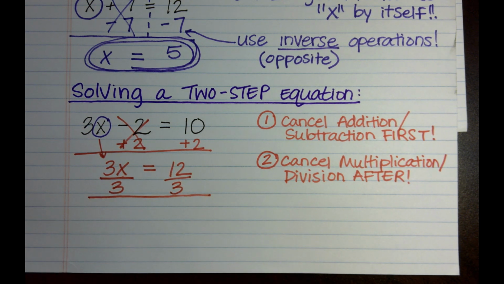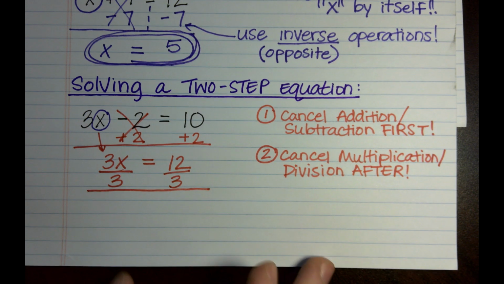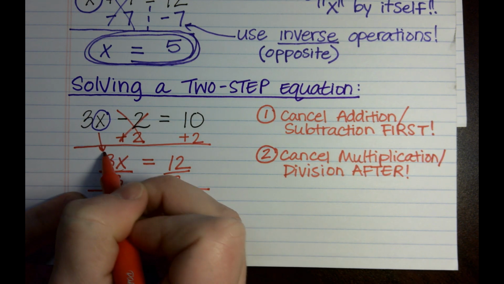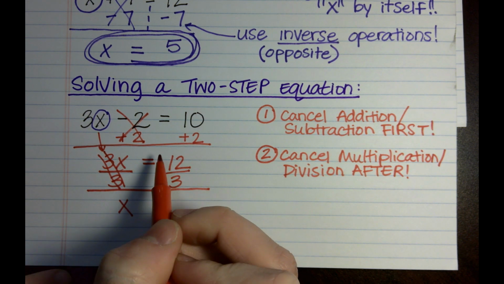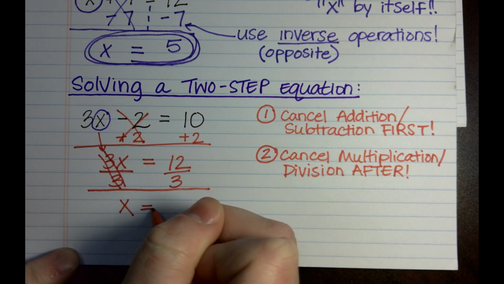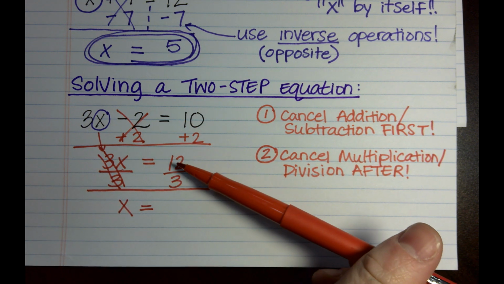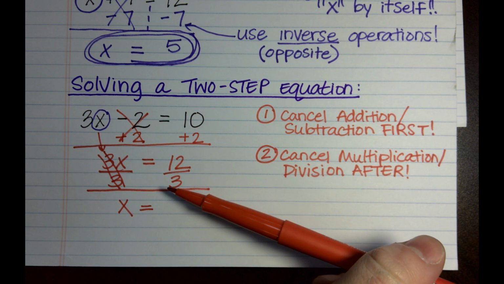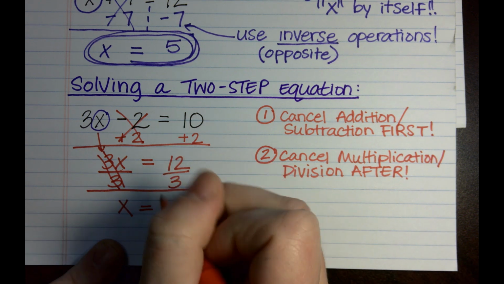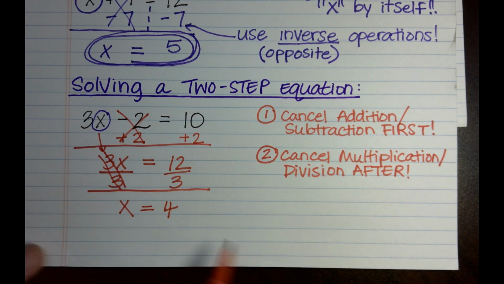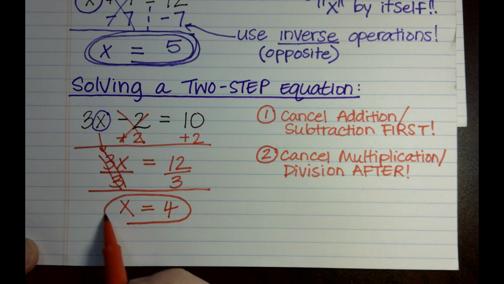I draw my line. And what happens from here? x equals 4. Yes, my 3's cancel, which leaves me with x by itself. I'll go ahead and bring down my equal sign. And what is 12 divided by 3? I know you just said it. 12 divided by 3. 4. Good. X is equal to 4.